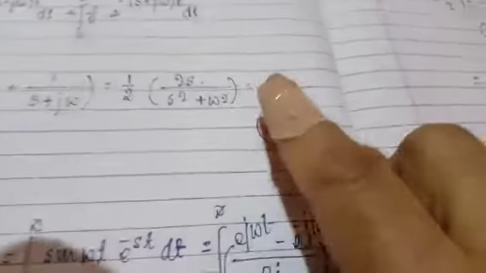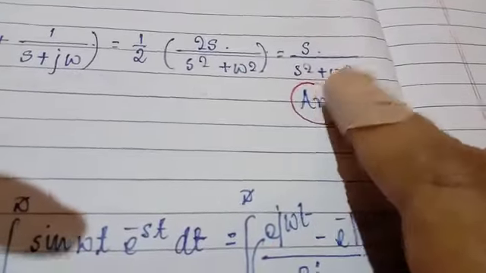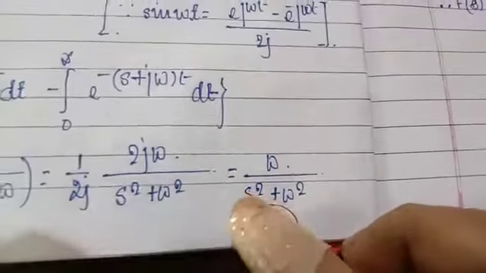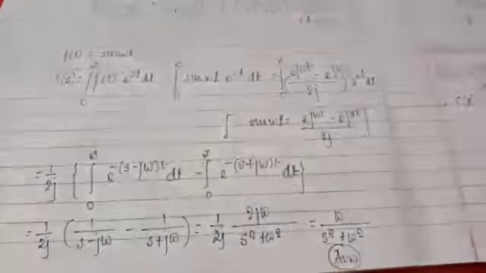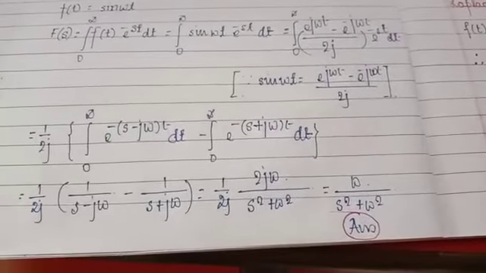So for cos it is s by s square plus omega square. For sine it is omega by s square plus omega square. That is the difference, but the total process is the same. Right.